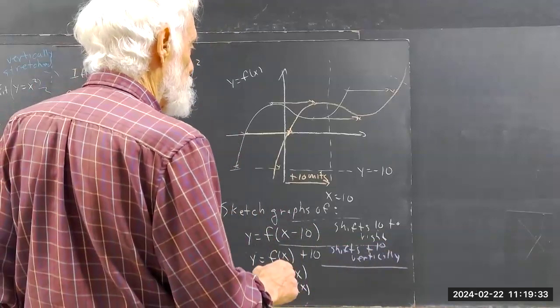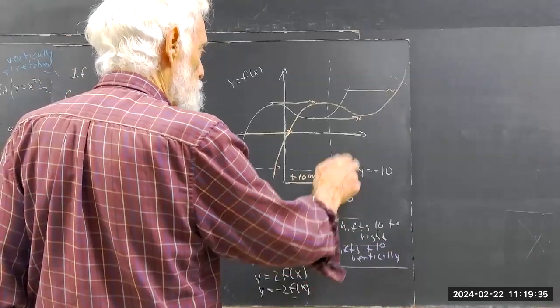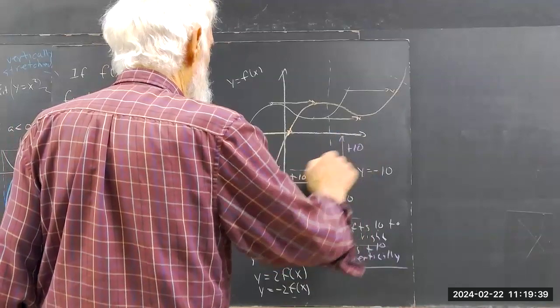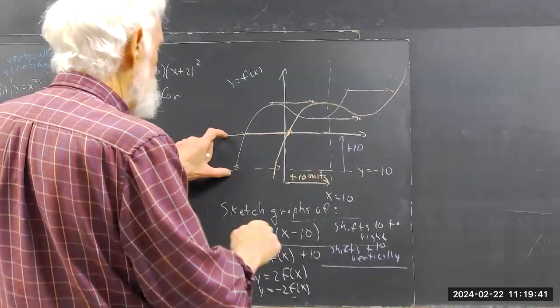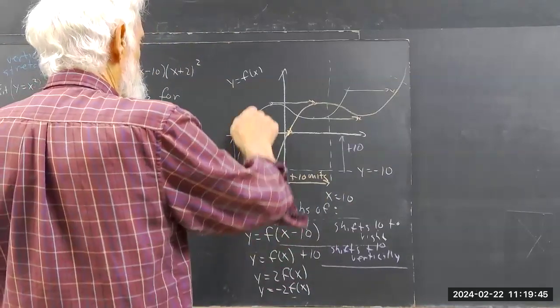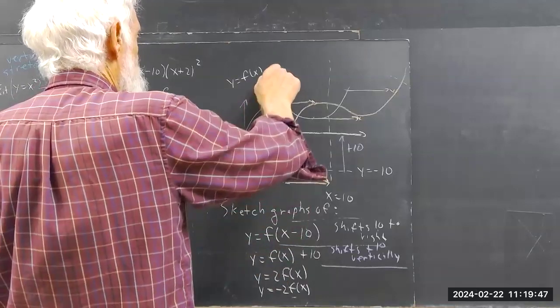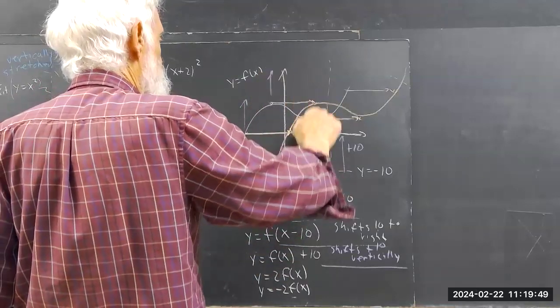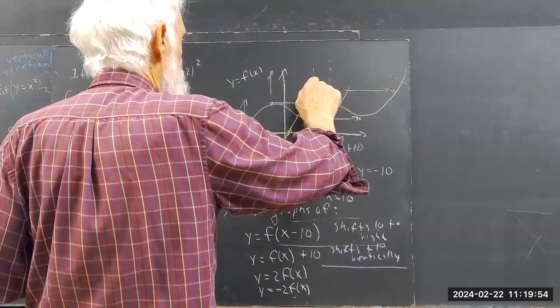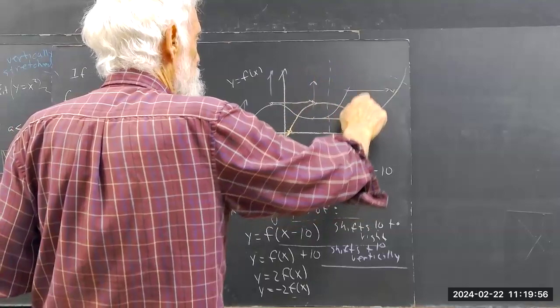we shift 10 units vertically. What's 10 units in the vertical direction? Well, this is y equals negative 10. This is y equals 0. So this is plus 10 here. So we go that far here. Go that far here. Go that far here. Same thing here. I went too far. Same thing here.